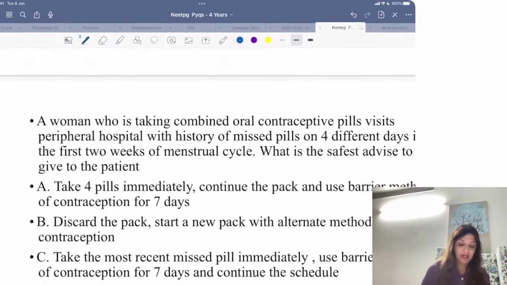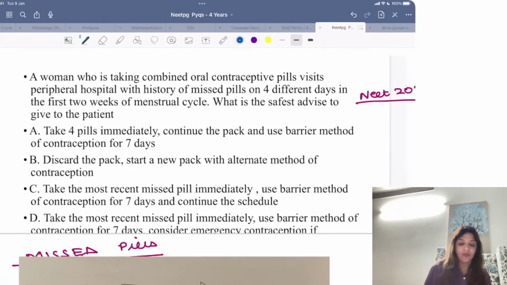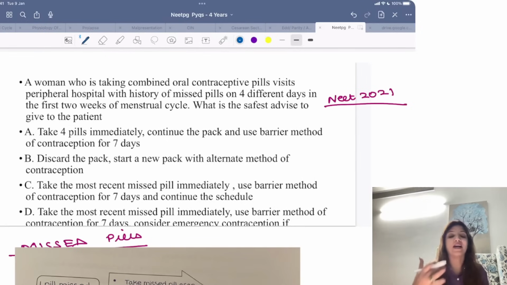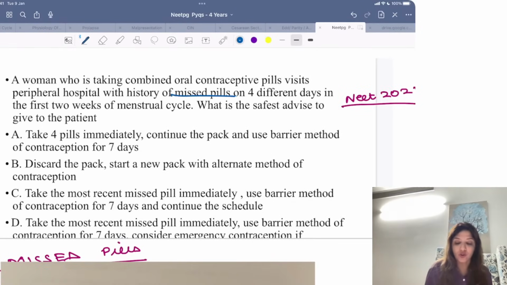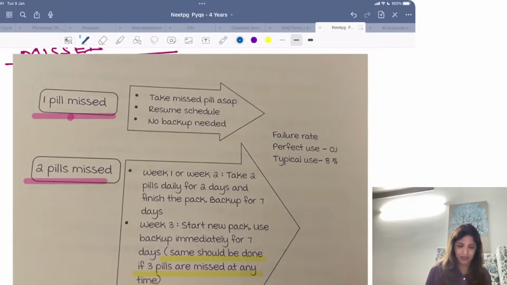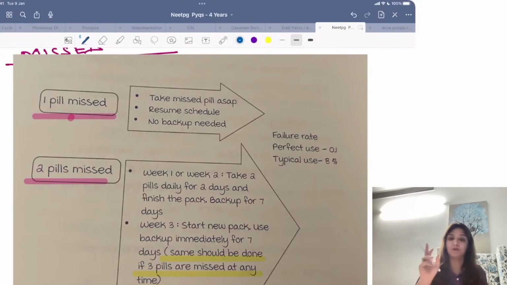Right? Okay. Then again, another question which is very important, which came in NEET 2021, is how do you manage missed pills? A female had missed pills on 4 different days in the first 2 weeks of the cycle. What advice are you going to give? So please remember, again, this is something which is shared in the PDFs with you.